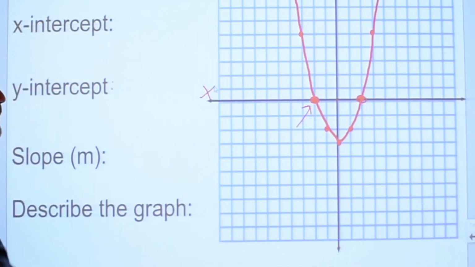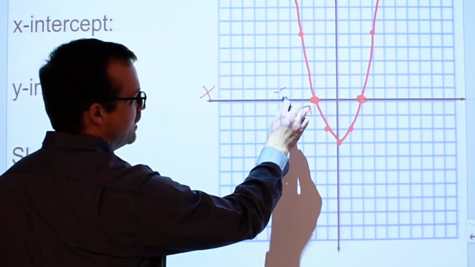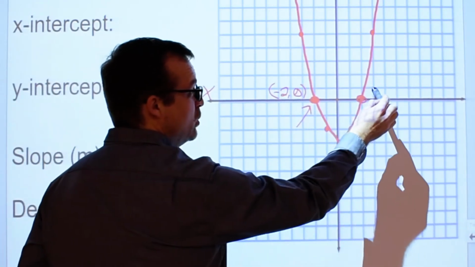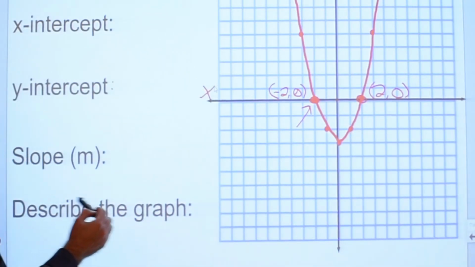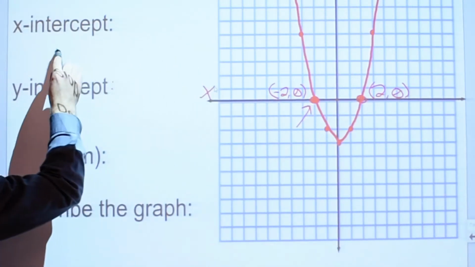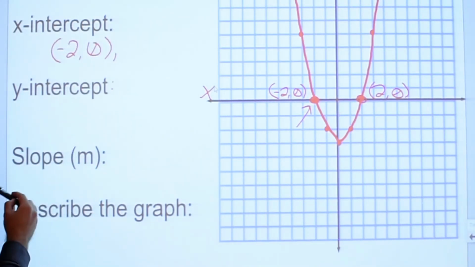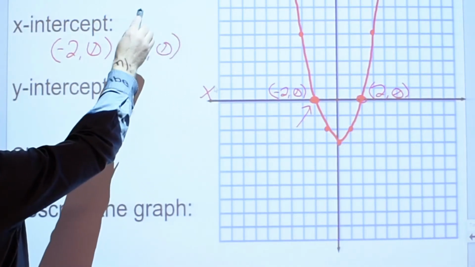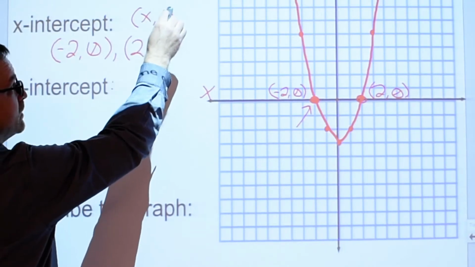And so let's write out those ordered pairs. I'm going to start with this one here. That's going to be at negative 2, comma 0. And then this one right here is at 2, comma 0. So let's write that out really quick. I've got negative 2, comma 0, and I've also got the ordered pair 2, 0. Again, the x-intercept, remember, always has an x value, but the y value will always be 0.